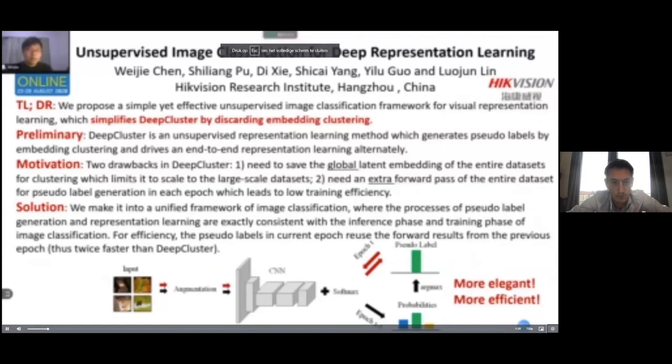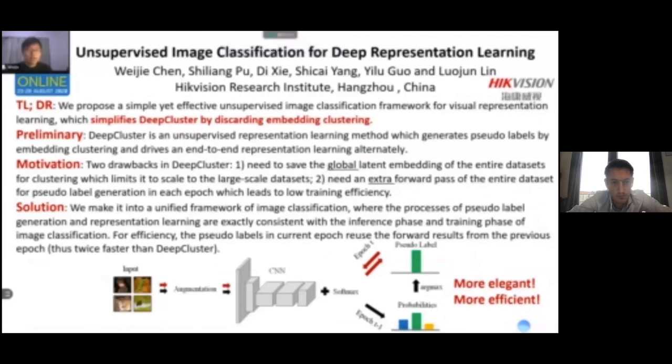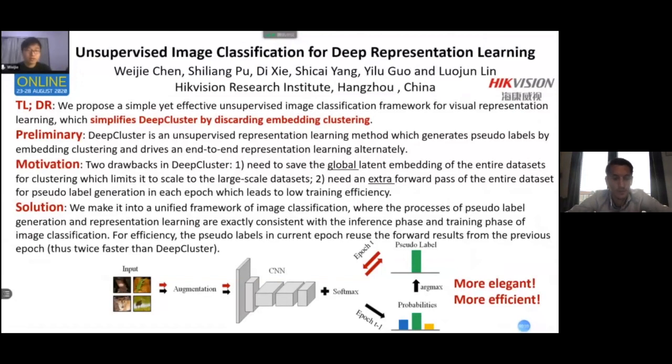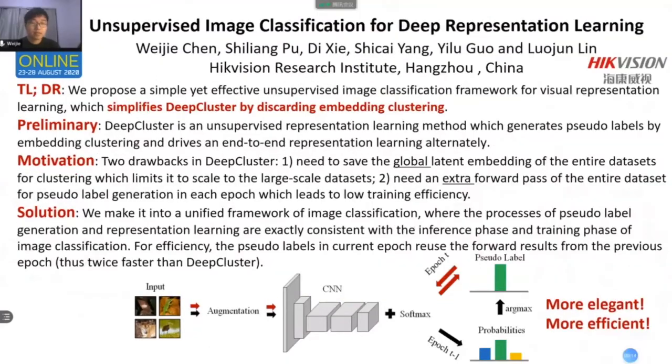In this paper, we propose a simple yet effective unsupervised image classification framework for representation learning, which simplifies DeepCluster by discarding embedding clustering. DeepCluster is an unsupervised representation learning method, which generates pseudo-labels by embedding clustering and drives an end-to-end representation learning. However, there are 2 drawbacks in DeepCluster.